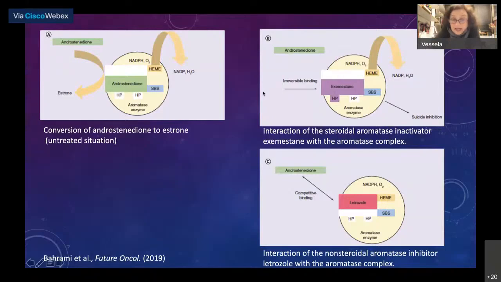Another way to do that is, instead of binding irreversibly, you could be just a competitive inhibitor. The other drug, letrozole, does that. It competitively binds. It may be removed, but at a certain dose, it is so efficient that androstenedione cannot come and bind. Both these drugs have been shown to have close to 100% efficiency of blocking estrogen synthesis, no matter how you measure it, MALDI-TOF, mass spec, either way, there is no more estrogen.